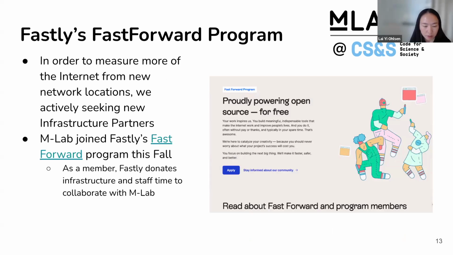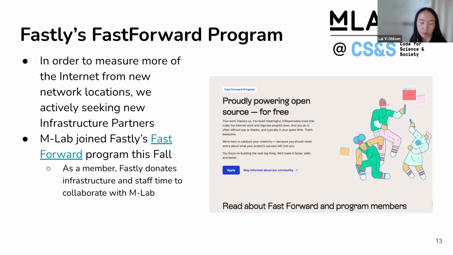So next slide. As part of this effort, we're looking around the space, looking for partners where there was alignment in working in the open and working in the public interest. And we came across Fastly's Fast Forward program and saw a lot of alignment in the way that they're thinking about investing in open source and powering communities in that way. And so we applied and were happily accepted into Fastly's Fast Forward program.